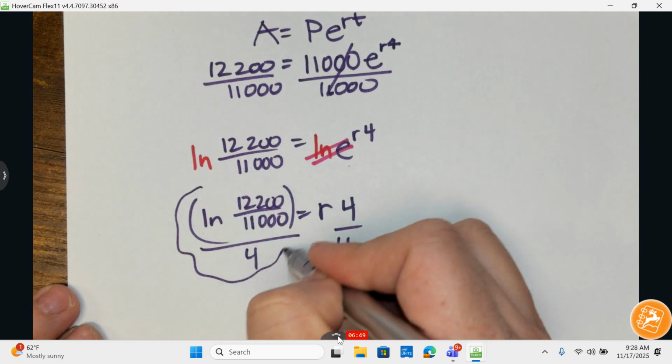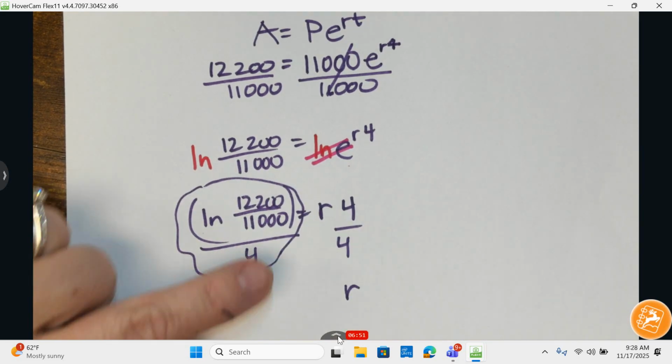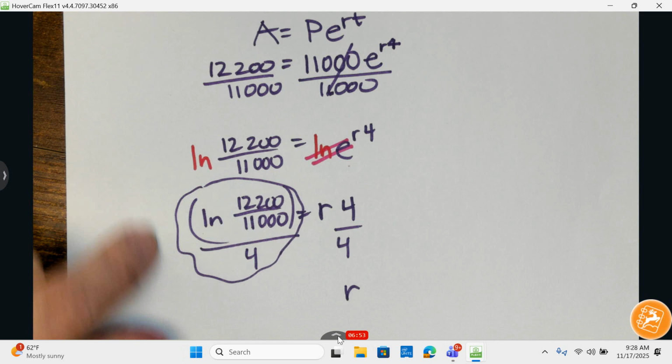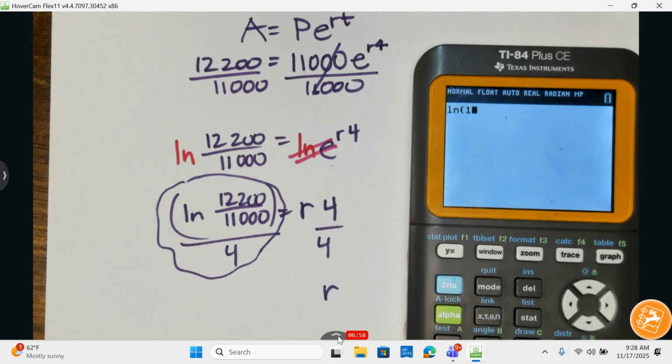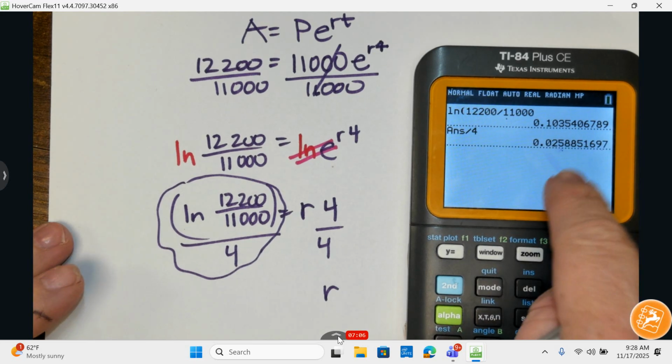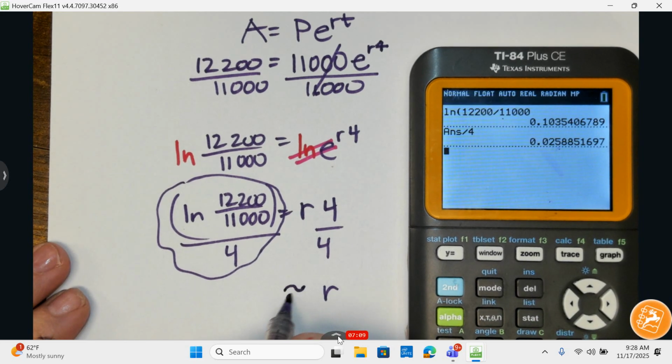How do I plug this into a calculator? First, I'm going to determine the numerator, and then I will divide it by 4. So I have the natural log of 12,200 divided by 11,000. I'm going to press enter and get an answer, and then divide it by 4. And now to this, I need to approximate.